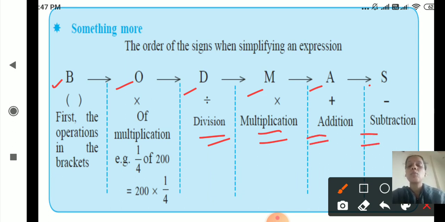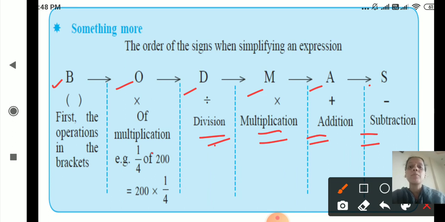Okay, so this is the rule of BODMAS. First you will open the bracket, then you will do, for example, 1 upon 4 of 200 like this. If it is given in the question, then you will solve that first, then division, then multiplication, addition, and at last you will do the subtraction. So this is the rule BODMAS. Okay, the order of the signs when simplifying an expression, like this you will learn and you will remember this.